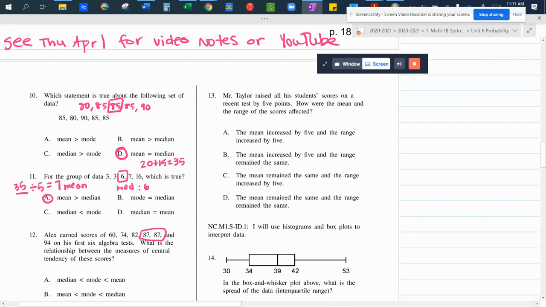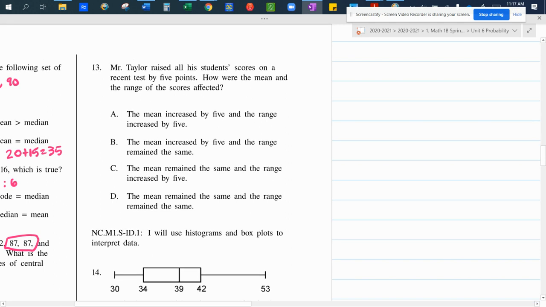13. Mr. Taylor raised all of his students' scores on a test by 5 points. How were the mean and range of the scores affected? So, firstly, let's think about the range. How do we find the range? Max minus min. So if I increase all of the scores by 5 points, is my range going to change? If everything increases. Why not, Isaiah?